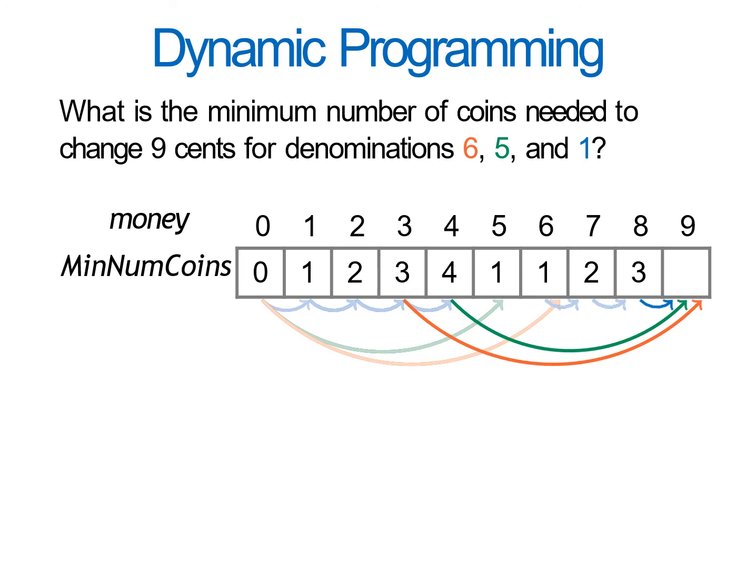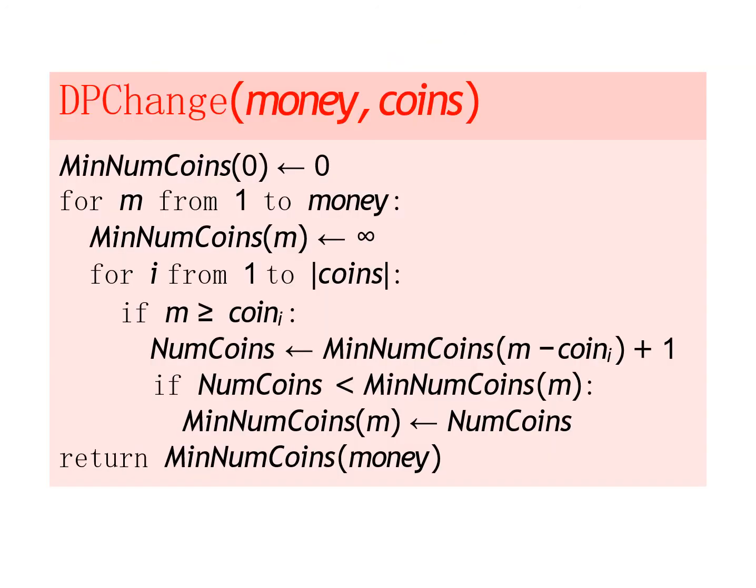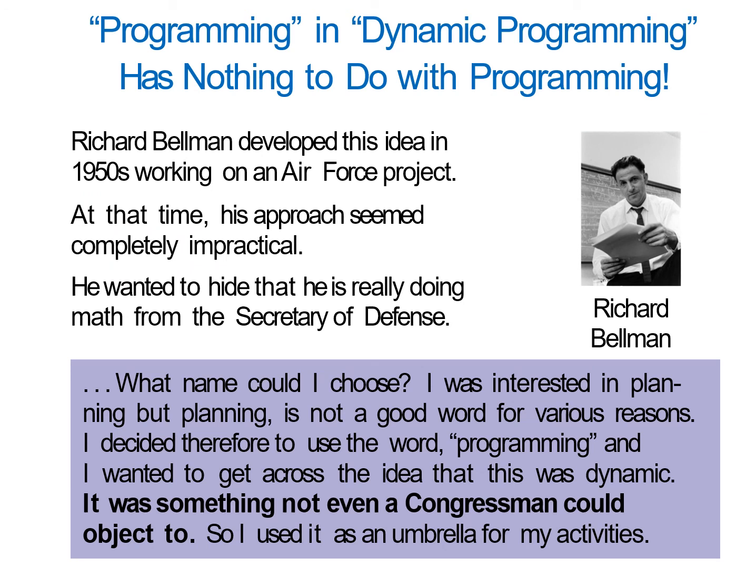You may be wondering, why is this algorithm called dynamic programming and what does it have to do with programming? Well, in fact, dynamic programming has nothing to do with programming. Amazingly enough, dynamic programming is one of the most practical algorithms computer scientists use. But when Richard Bellman was developing this idea for an Air Force project, it looked completely impractical, and he wanted to hide that he was really doing mathematics from the Secretary of Defense.